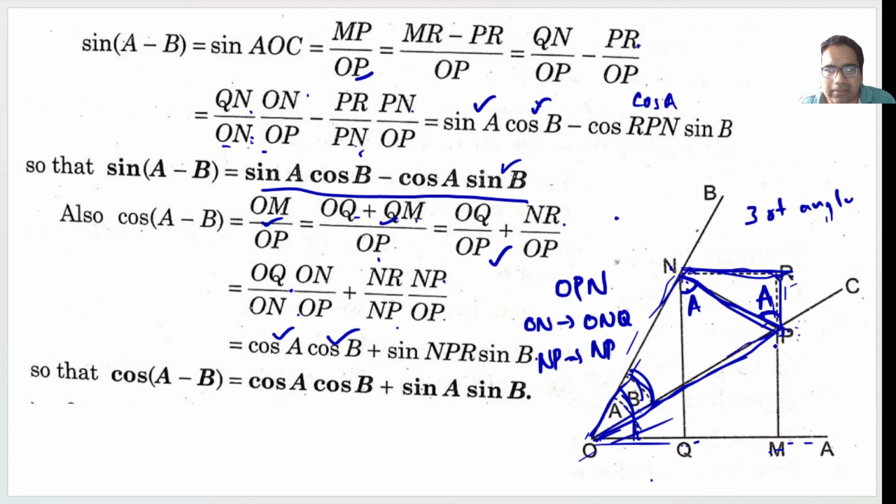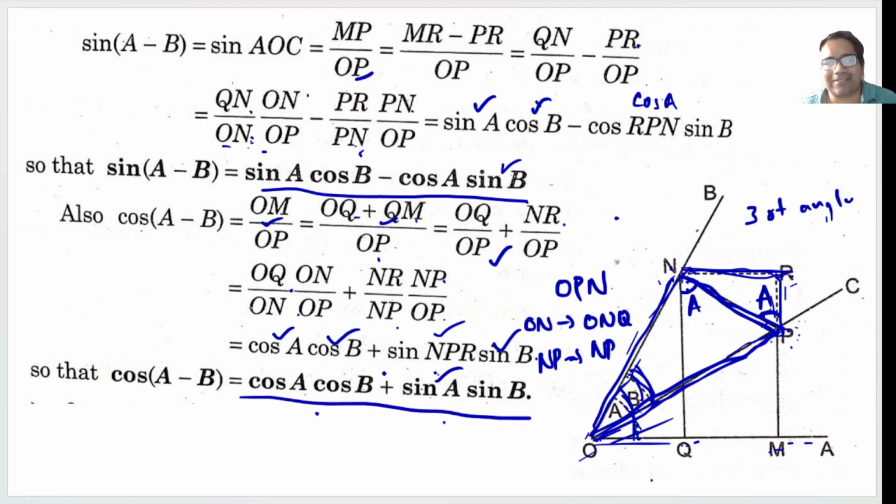NR by NP. This is what? Sine of this angle, right? What is this angle? A. So this should be sine A. Sine NPR is actually sine A. Right. And what is NP by OP? What is this angle? Opposite side by hypotenuse of this triangle, right? This is sine B. That's where we are. Cos A cos B plus sine A sine B. That's how we get cos A minus B.